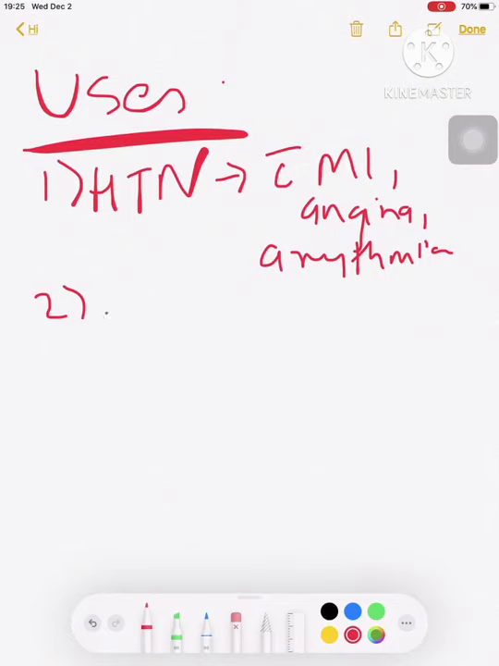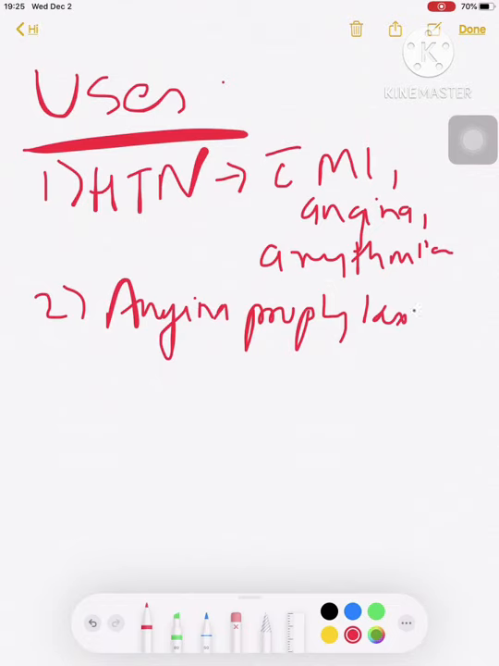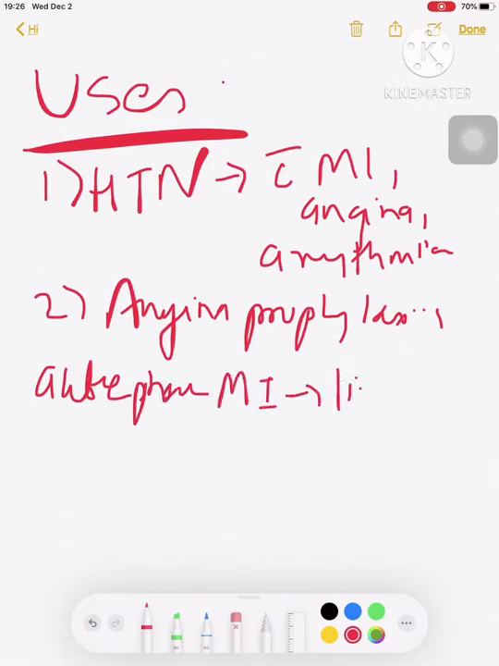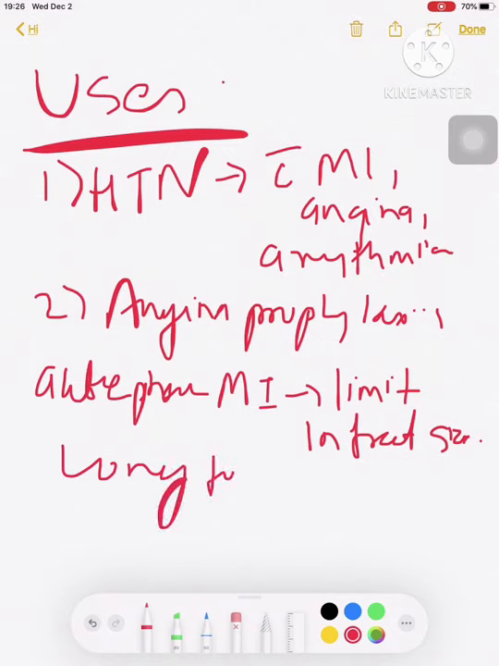In angina prophylaxis, these decrease the heart rate and the force of contraction, thus decreasing the cardiac workload and the oxygen demand. In the acute phase of MI, they limit the infarct size, and in the long term they decrease the mortality and risk of reinfarction.